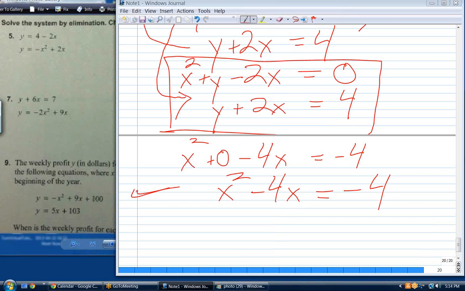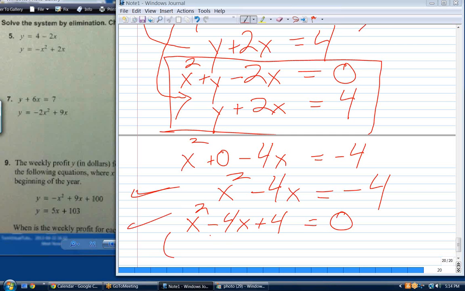How do you solve quadratics that have an x squared term, have an x term, and have a constant? The square root? No, you can't use that method because we have an x term. But I can put everything on one side and factor. So I can add 4 to both sides. So now I got x squared minus 4x plus 4 equals 0. This is the standard form we want a quadratic to be in to solve it.